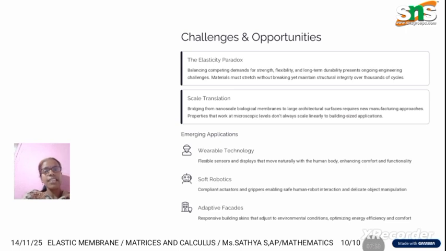What are the challenges and opportunities you face when incorporating the design thinking concept in this topic? The first is the elasticity paradox, and the second is scale translation. What are the applications? There are three types: wearable technology, soft robotics, and adaptive facades. These are the things I want you to remember. Okay, thank you.